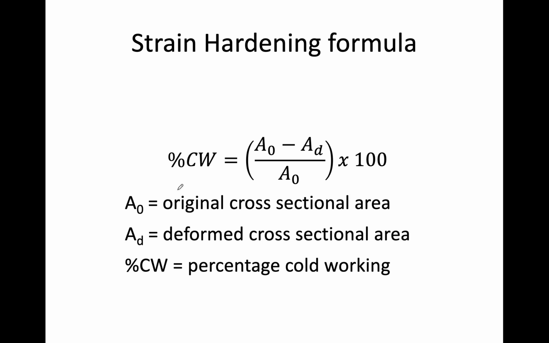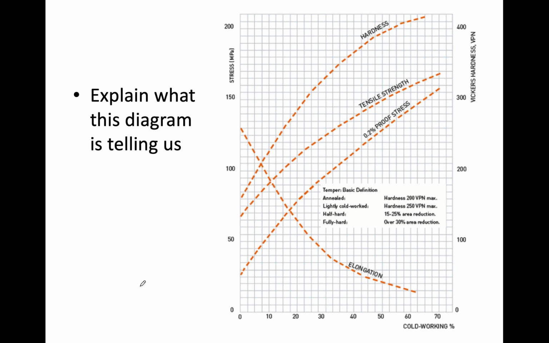So for strain hardening, there's a formula that we can use, where it's defined as the percent cold working, and then we have our initial area, original cross-sectional area, minus our deformed cross-sectional area, over the initial cross-sectional area. What this is telling me is how much of that material has been cold worked, and from that we can figure out from a curve the impacts to our yield strength, hardness, and elongation of failure.